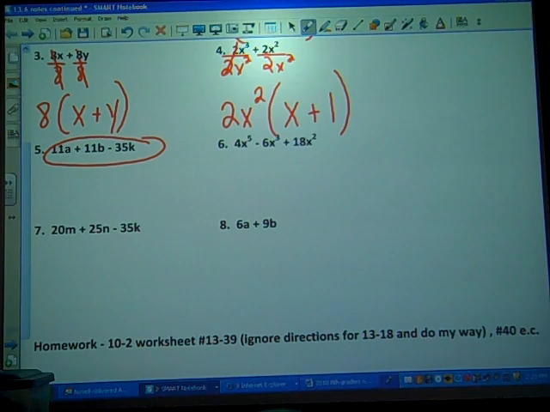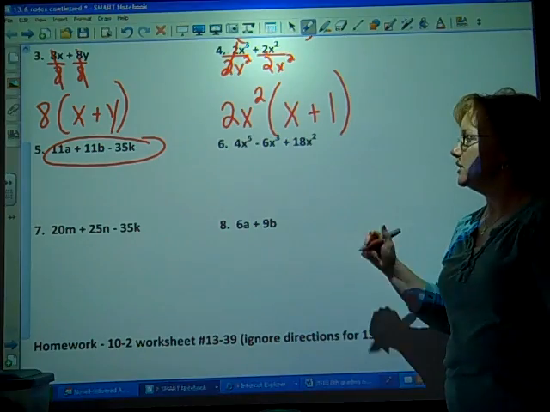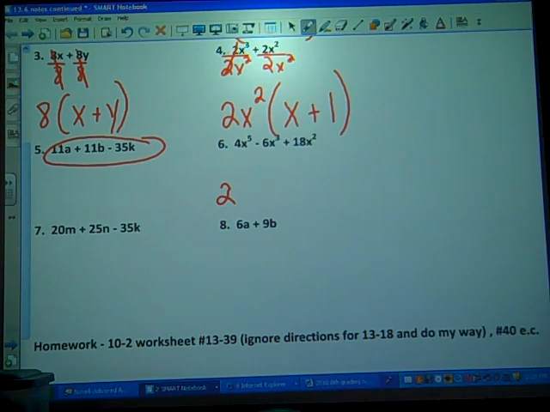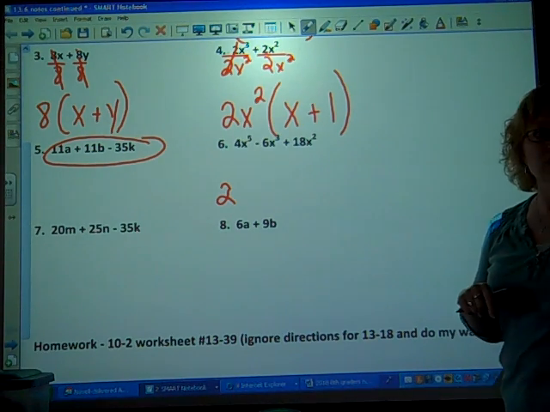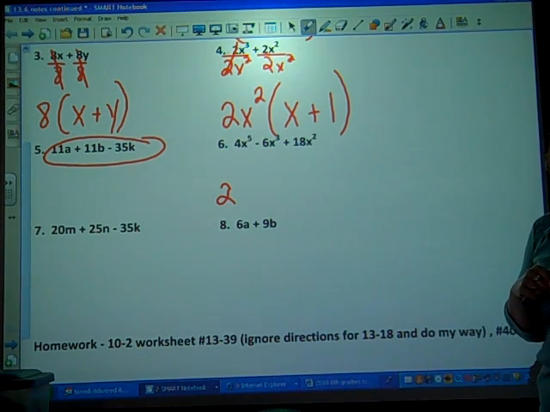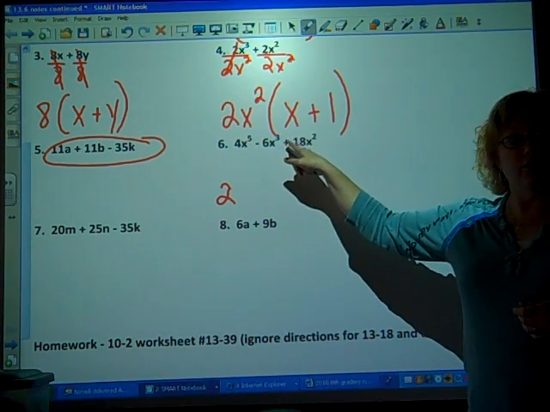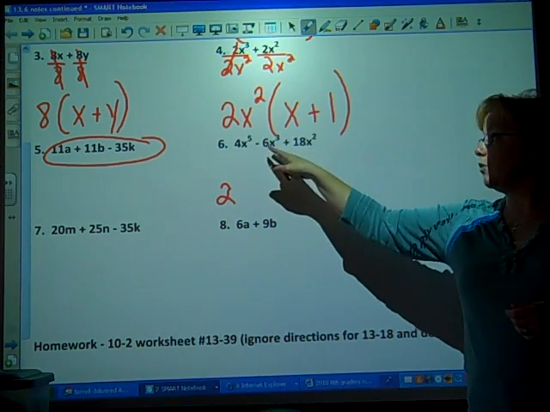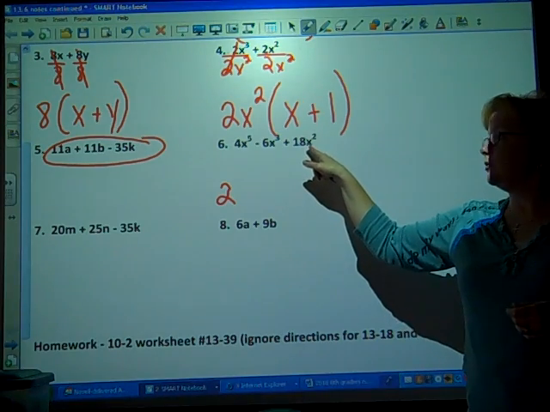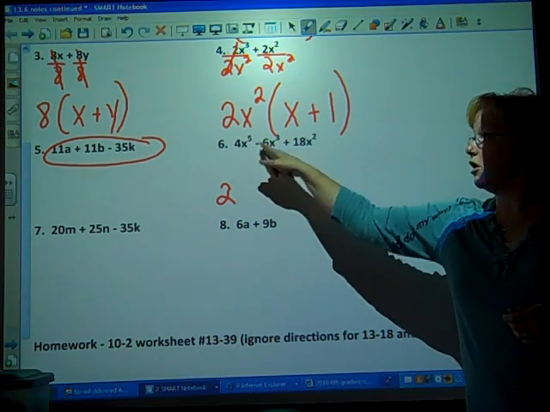Okay, look at the next one. I have a 4, a 6, and an 18. What's the largest number that I can think of that goes into 4 and 6 and 18? 2. Okay, so a 2. And then I have x to the 5th, x to the 3rd, and x to the 2nd. So what am I going to pull out? What's the most amount of x's I could pull out of each of those terms? x to the 5th. Can I pull x to the 5th out of this one? Are there 5 x's in this one? Okay, so what's the most amount that I can pull out of all of them? 1. Okay, can I pull out 2 here? Could I pull out 2 in all of these? Yeah.